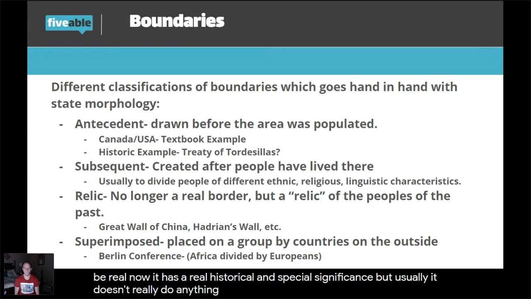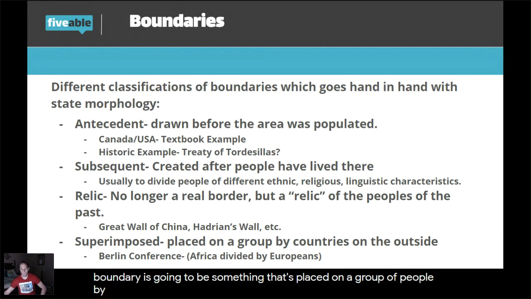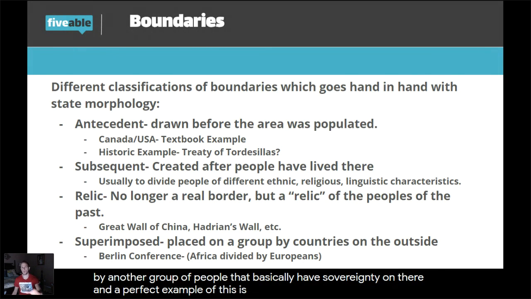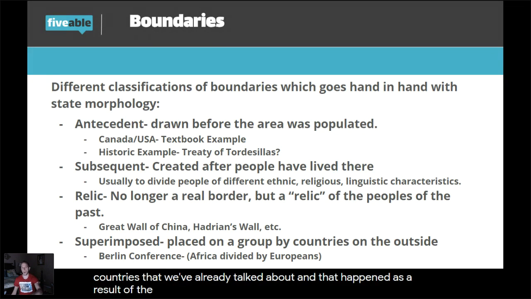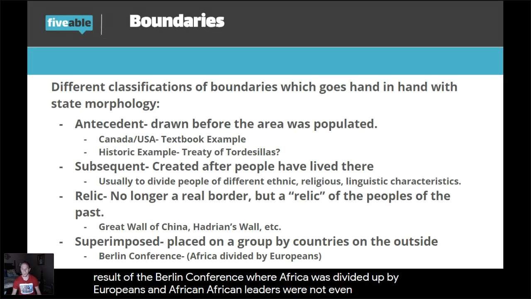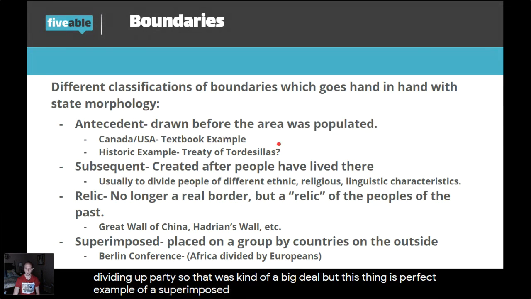And then finally, a superimposed boundary is going to be something that's placed on a group of people by another group of people that basically have sovereignty there. A perfect example of this is the borders between the African countries that we've already talked about. That happened as a result of the Berlin Conference, where Africa was divided up by Europeans, and African leaders were not even invited to the dividing up party. So that was kind of a big deal. But this is a perfect example of a superimposed boundary.